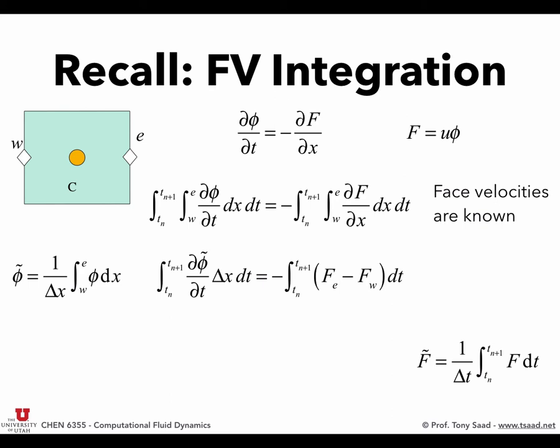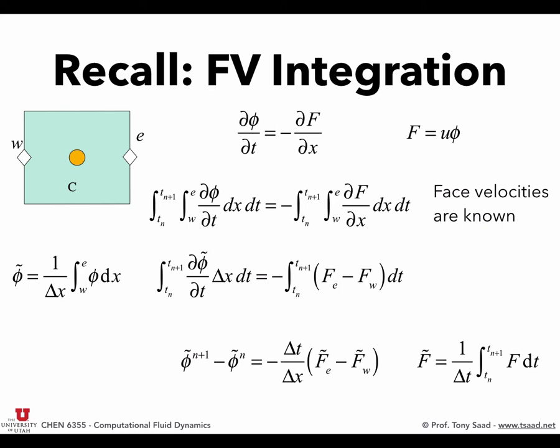It's 1 over delta t, the integral from t^n to t^(n+1) of f dt. Okay? So then using f tilde, we can get rid of this integral. What that does is give you phi^(n+1) minus phi^n tilde. In practice, we just call it phi. But you have to remember that that's just an average value in the cell, stored in the center. Minus dt/dx times some average value of the flux at the east face minus an average value of the flux on the west face.